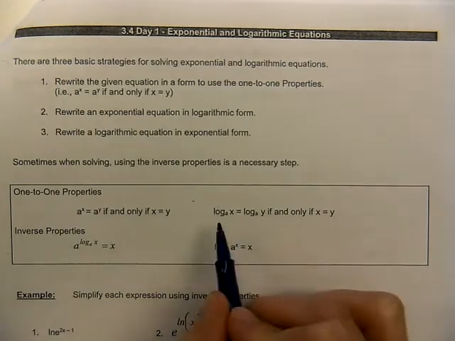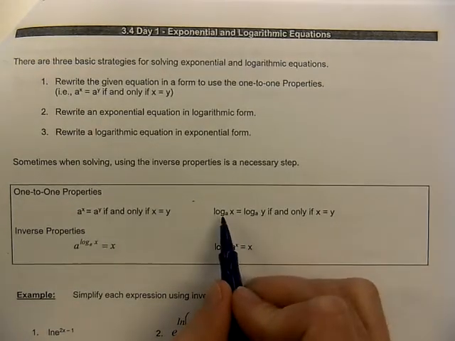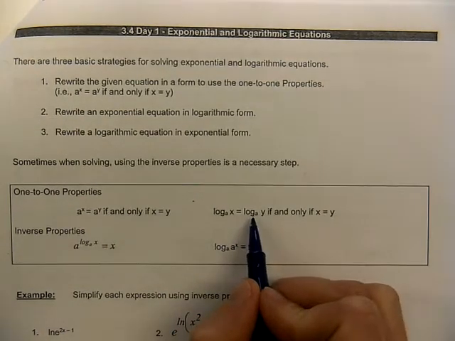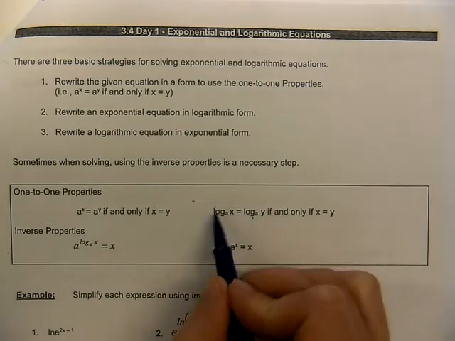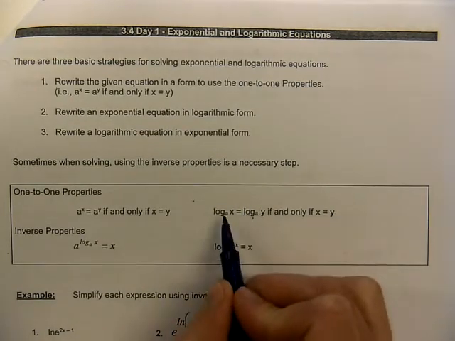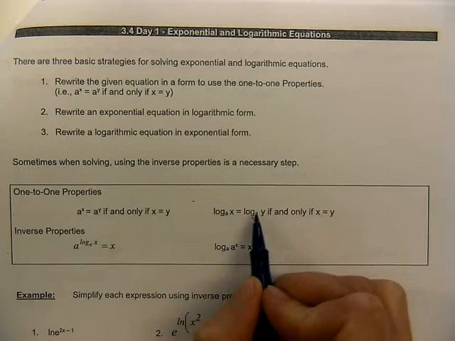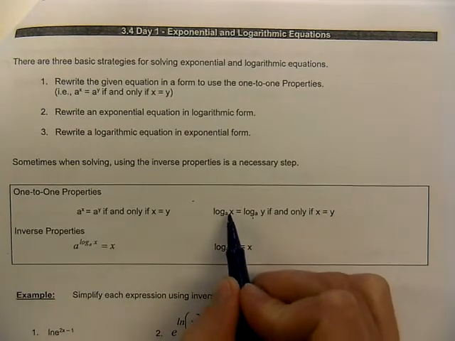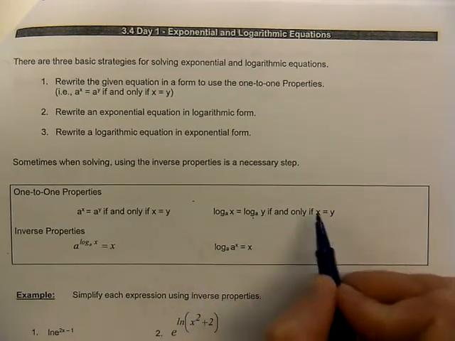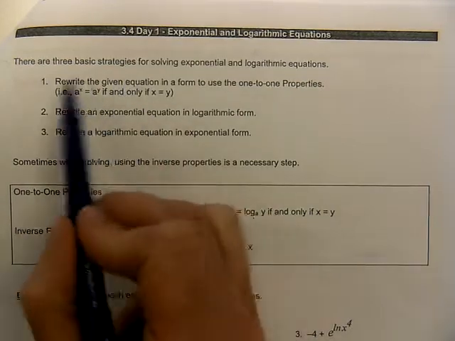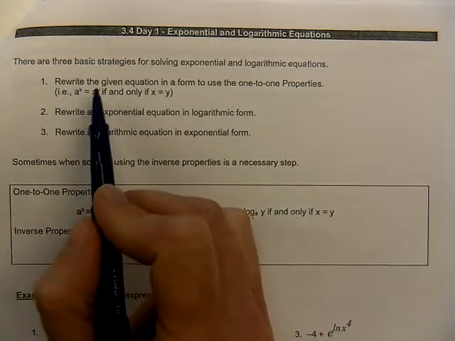Now, it can also be in logarithmic form, right? So if you have a single log on the left and a single log on the right of that equal sign, so you only have one term on the left, one term on the right, if the bases are the same, then that means the value of which you're taking the logarithm must be equal on both sides as well. So that's a one-to-one property. So that's the first thing we try to do.